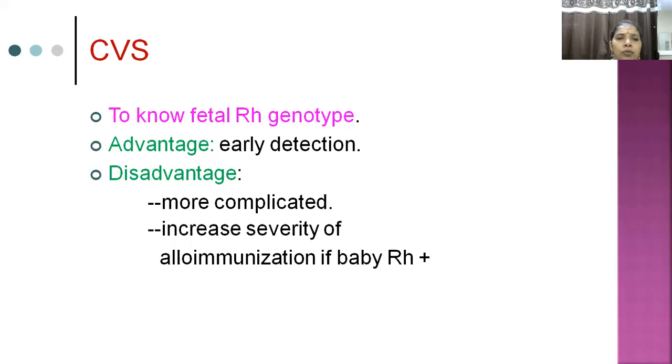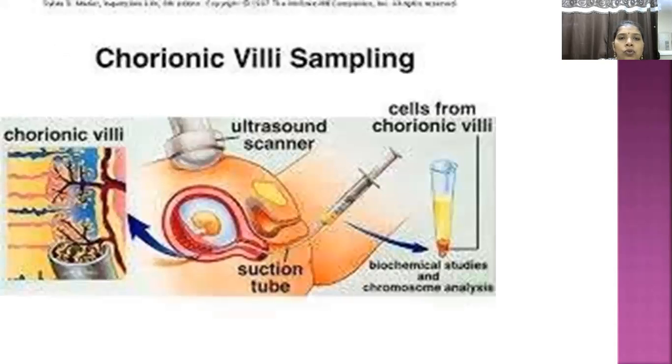Chorionic villus sampling is done to know the fetal Rh genotype. The advantage is early detection. The disadvantage is that it is more complicated, with increased severity of immunization if the baby is Rh positive, because the procedure itself is causing immunization. This is chorionic villus sampling, the procedure, how we do it.